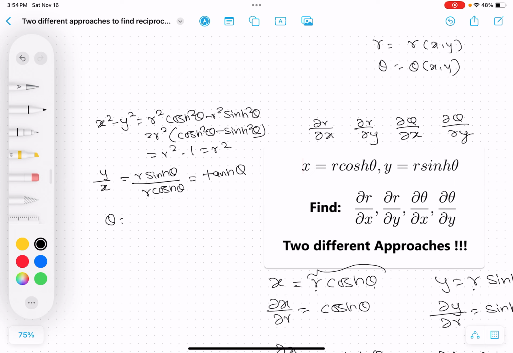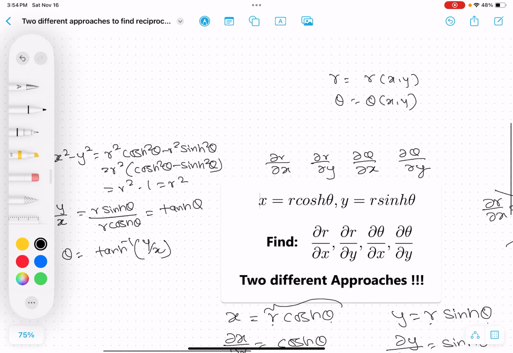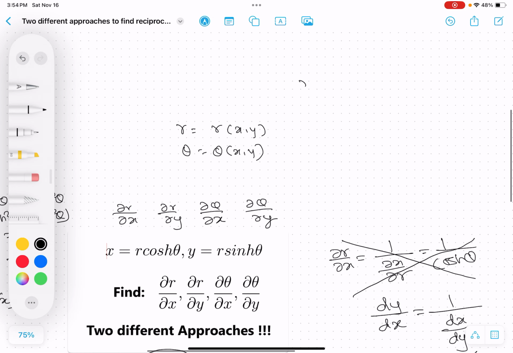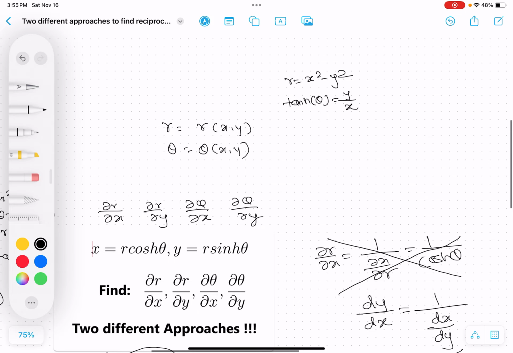So theta is just tanh inverse of y by x, and now we are good to go. So we got that r is x square minus y square, and theta is tanh inverse of y by x. I can also write that as tanh theta is y by x. Okay, so we got this, and now we are good to find this.